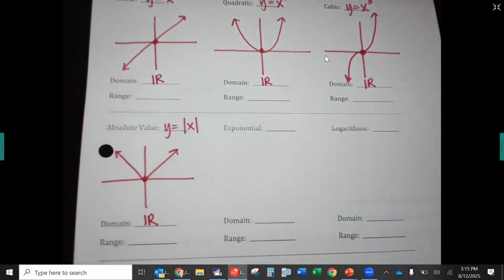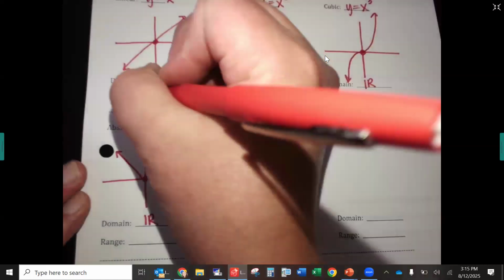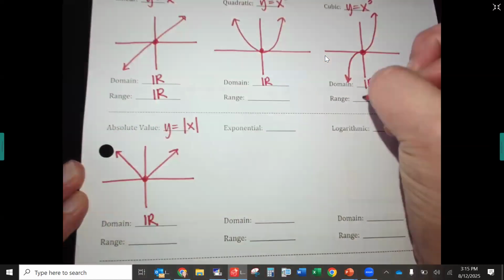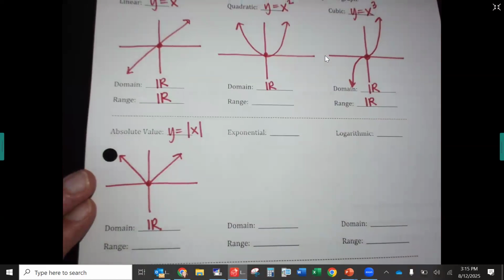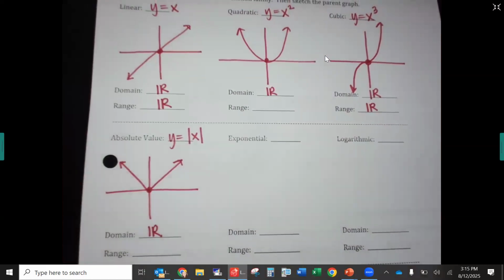Now remember, domain is side to side. Range is up and down. So which of those have a range that goes all the way up and all the way down? Which two? Linear and cubic. Very good. So your linear and your cubic both go left and right both ways, up and down both ways.